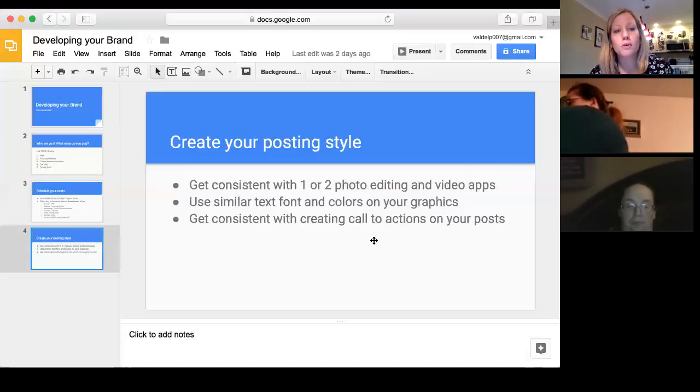But you want to give them a reason or permission to interact with your posts. So that's also going to help develop your following as well. So that's kind of all I really had to say about that.